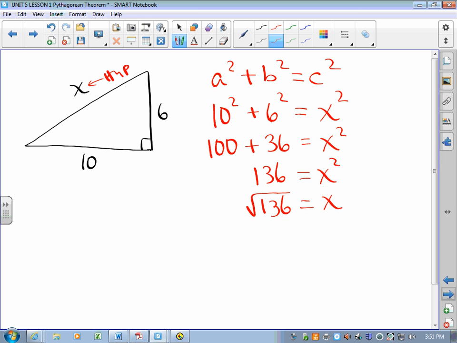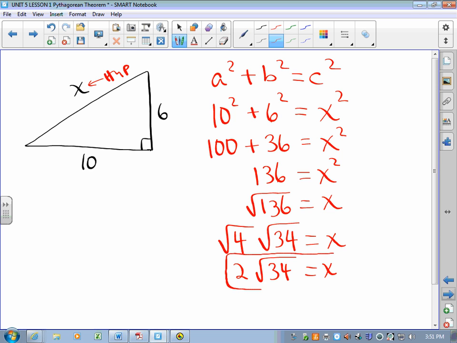or if your teacher wants you to round things, we could think of a perfect square that goes into 136, I'm sure, and that would be 4. And how many times does 4 go in? It goes in 34 times. And so we could say that x is 2 times the square root of 34. We could say that. Or if we are told to round to some number of decimal places, we could put radical 136 into our calculator, get a decimal approximation that way.